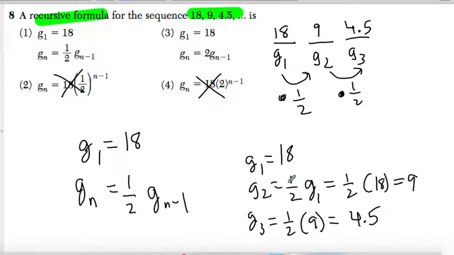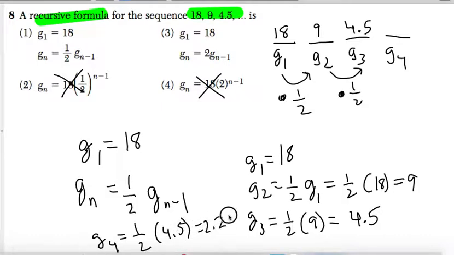So that's why it's called a recursive formula. It's just saying n minus 1 is the previous term. So to get G3, I use G2. To get G4, I would just do 1/2 of G3, which is 4.5, and that, unless I made a mistake, would be 2.25. So that's just the rule. So this is the recursive formula. The first term is 18, and then we multiply by 1/2 to get the next term.